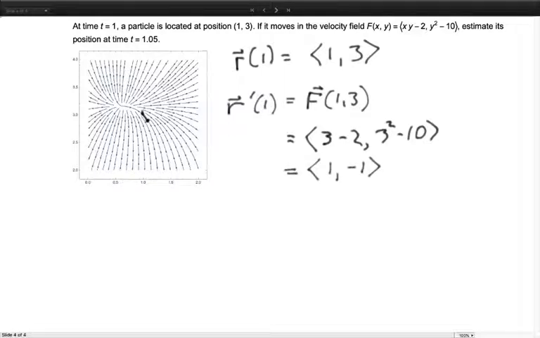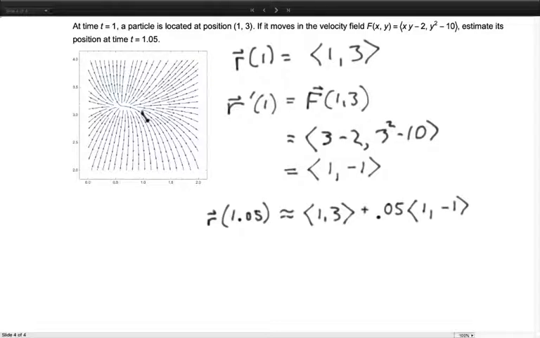We look back at our plot. That looks accurate. We have (1, -1) being the tangent vector there. And from there, it's just linearization. So our value at 1.05 is approximately the initial value, (1, 3), plus that delta t. So remember, the change is just 0.05 here, times the velocity, (1, -1). That gives (1.05, 2.95). Simple as that.